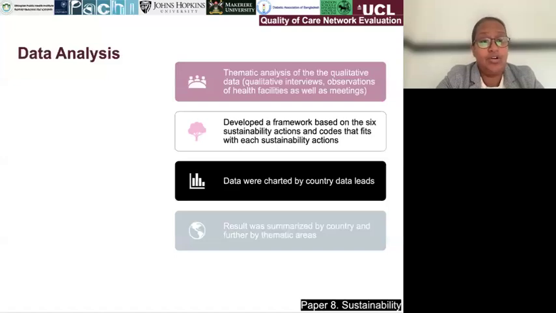So in our data analysis, we did thematic analysis of the qualitative data coming from the qualitative interviews, observation of health facilities, as well as the meetings that happened during that time. So we developed a framework based on the 6 sustainability actions and also codes that fit each action. Data were charted or abstracted by country data leads, and we finally summarized the result by country, then by thematic areas. Next slide, please.